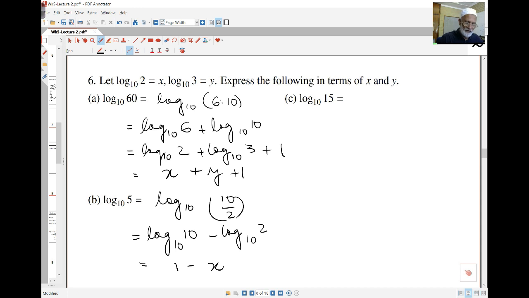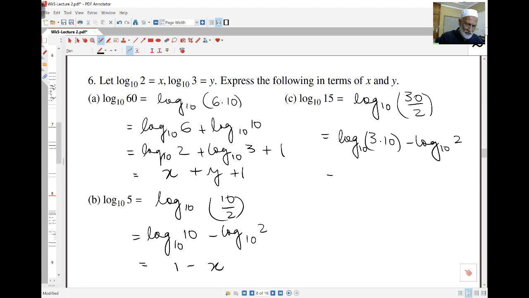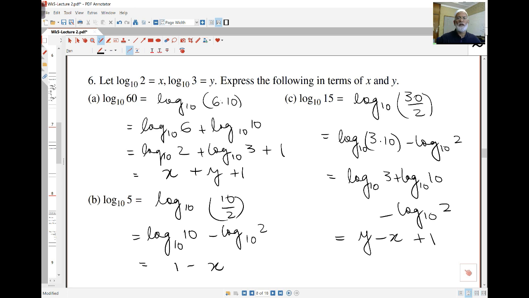Similarly, 15, I can think of in various ways, but the simplest is to think of this simply as log to the base 10 of 30 on 2. So that becomes log of 30, which is 3 times 10, minus log of 2, all to the base 10, and so log of 3 to the base 10 plus log of 10 to the base 10, and minus log of 2 to the base 10. So the log of 3 to the base 10 is y, log of 2 to the base 10 is x, and the log of 10 to the base 10 is 1.